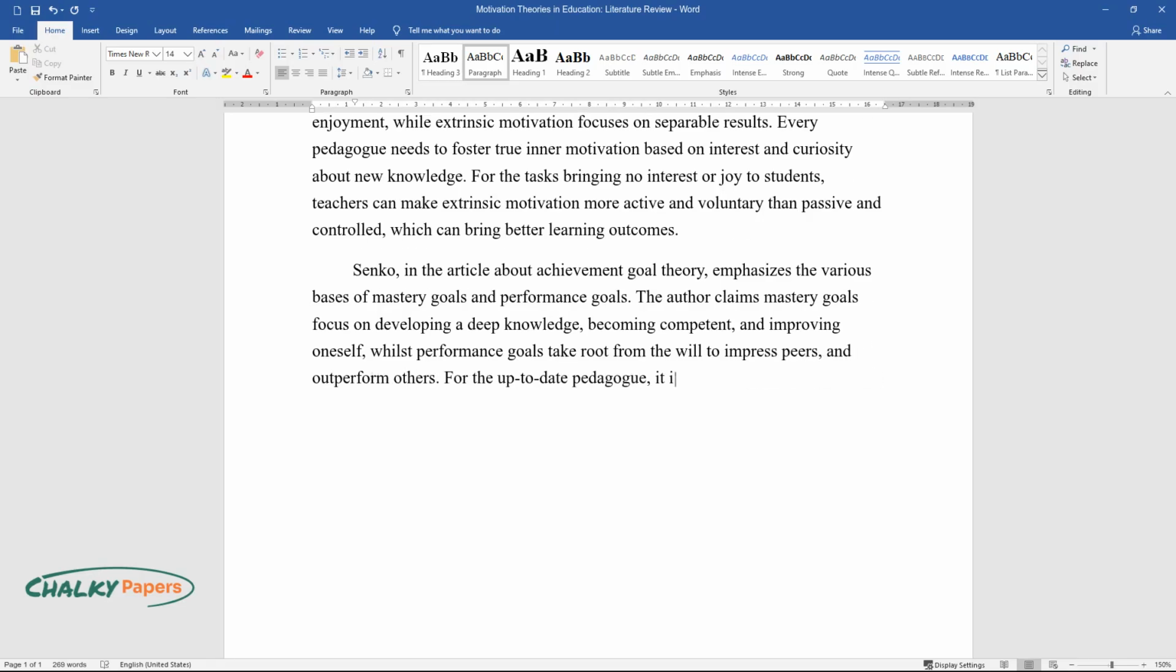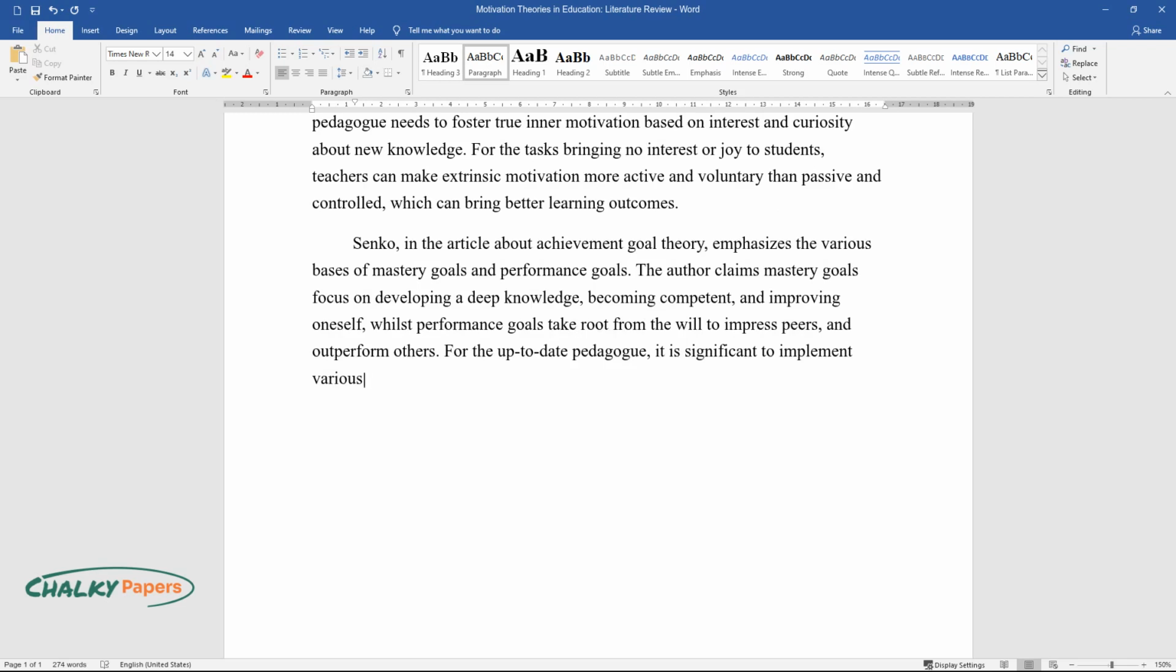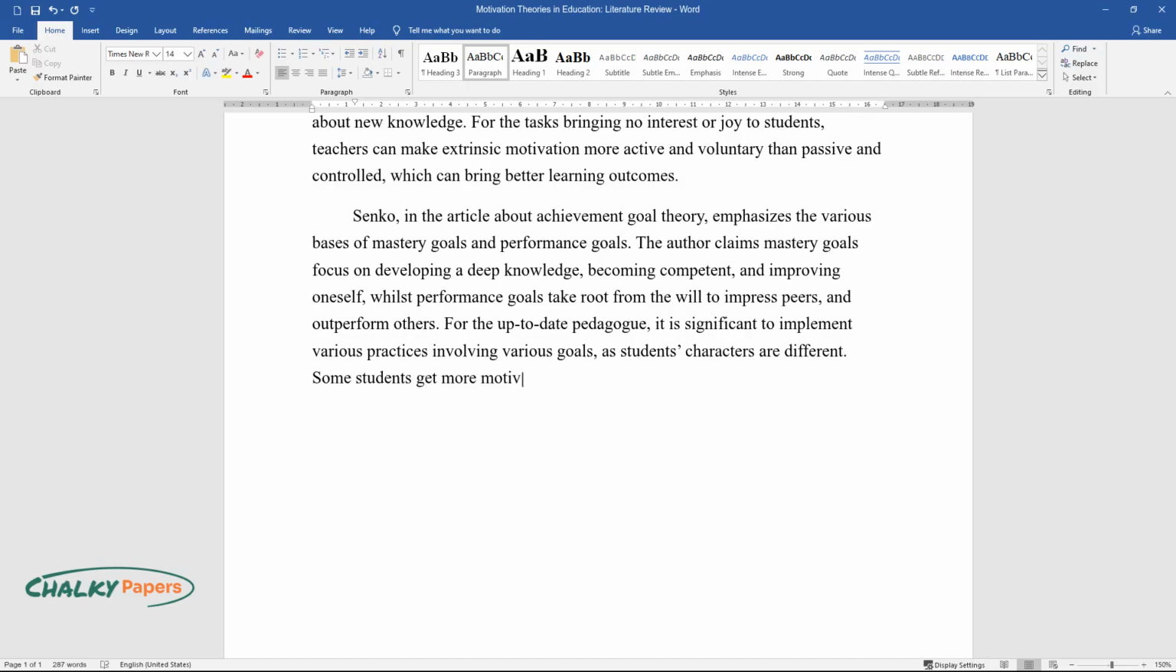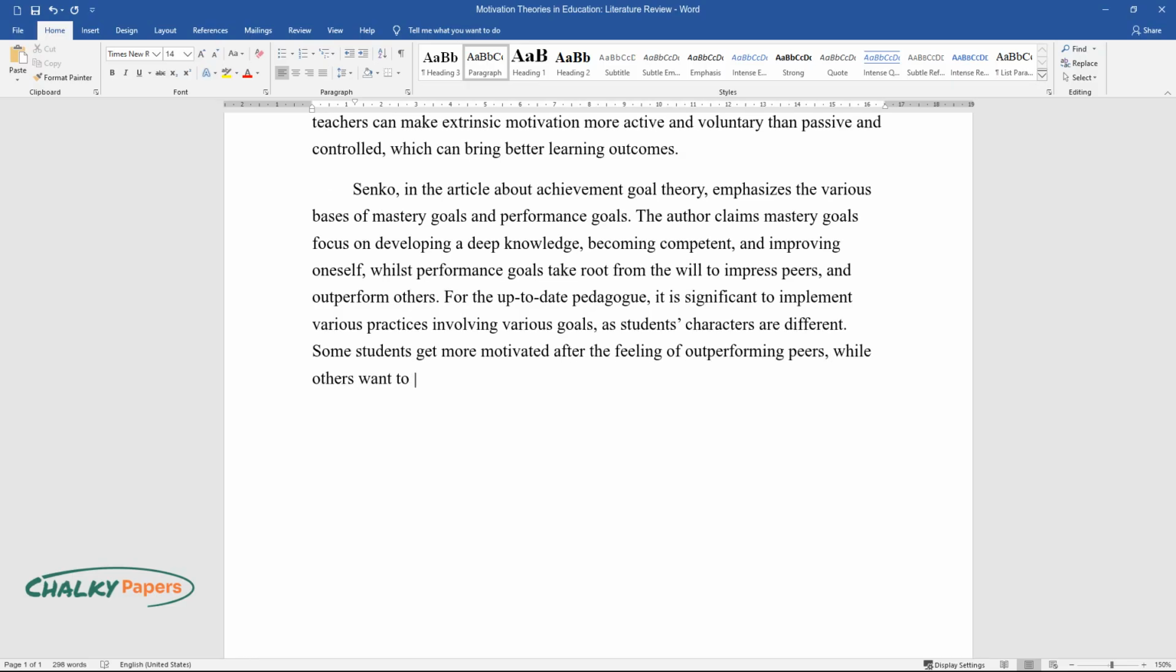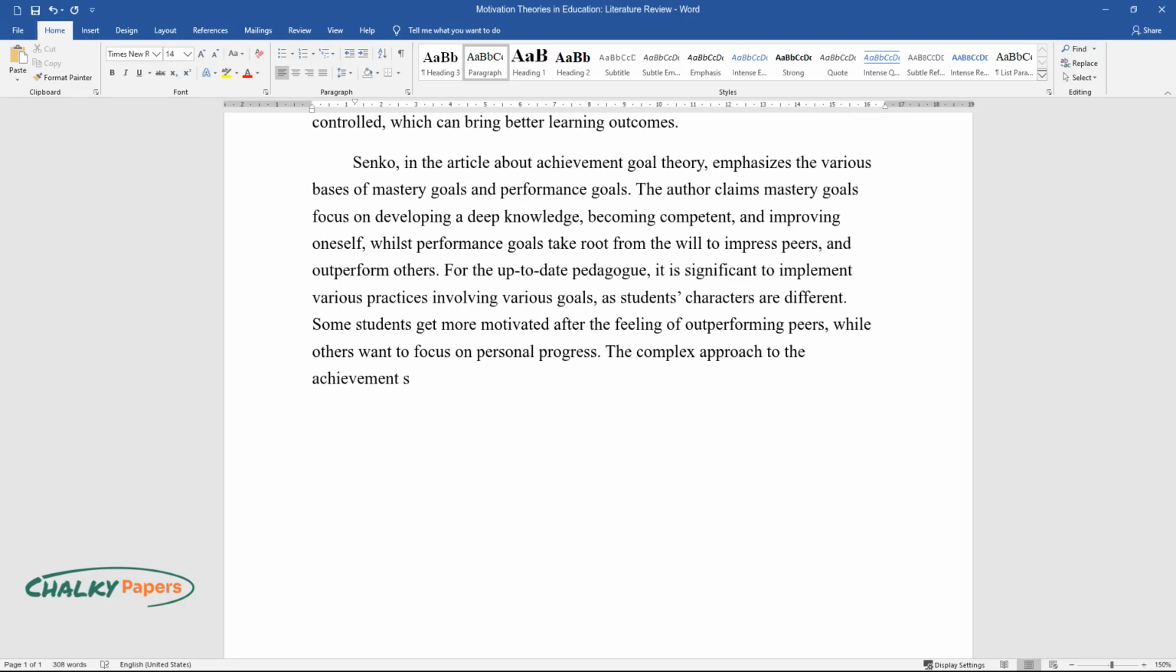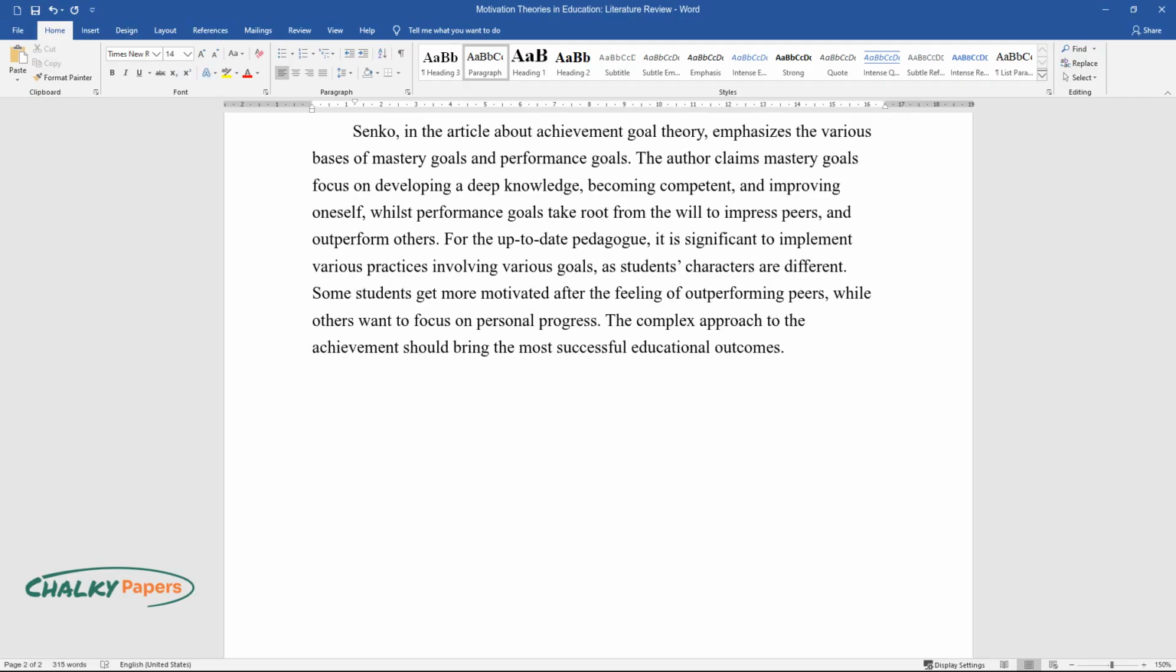For the up-to-date pedagogue, it is significant to implement various practices involving various goals, as students' characters are different. Some students get more motivated after the feeling of outperforming peers, while others want to focus on personal progress. The complex approach to the achievement should bring the most successful educational outcomes.